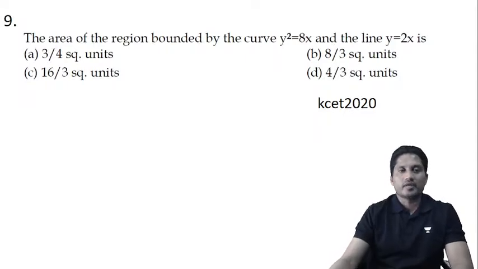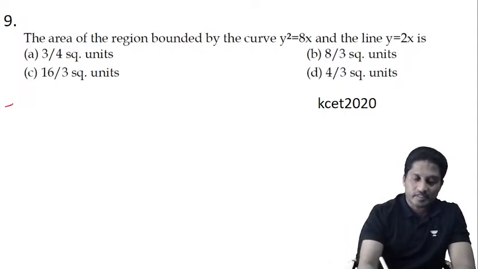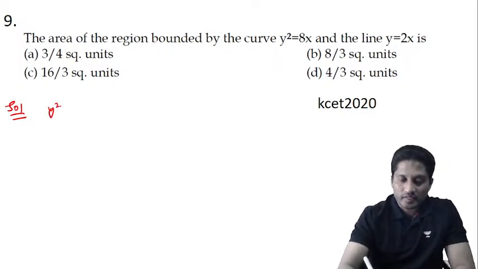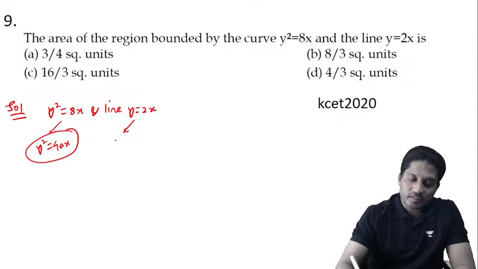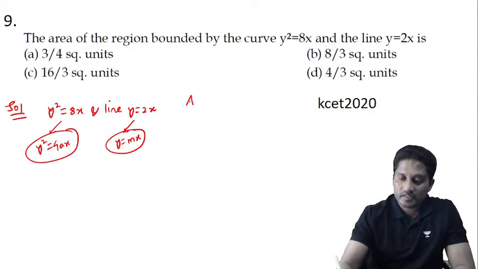The area of the region bounded by y square is equal to 8x and y equal to 2x. This is a 2020 question. See, again I can use the shortcut. Suppose you have y square is equal to 8x and the line y is equal to 2x. Now this is of the form y square is equal to 4x, and then this is line y is equal to mx. Area bounded by y square is equal to 4x and line y is equal to mx. Area is equal to 8a square by 3m cube.